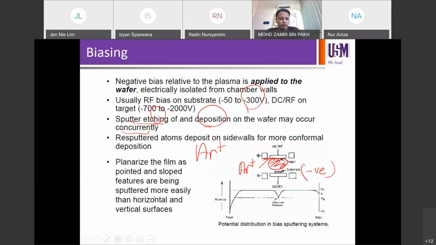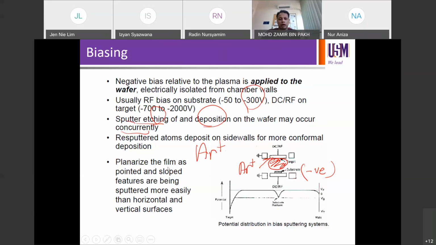Planarized, the film, as pointed and sloped features are being spotted more easily than horizontal and vertical surfaces. So you may use a substrate that is already rough, and you might want to polish it by etching, can as well. On the other hand, you can also use a planar substrate that you want to roughen by inducing etching, can as well. So you may use a combination of both, perhaps. I don't know, maybe some areas are roughened and some areas are planar for certain purposes. There's no fixed rule, can as well, right? So it depends on what you want to get eventually.